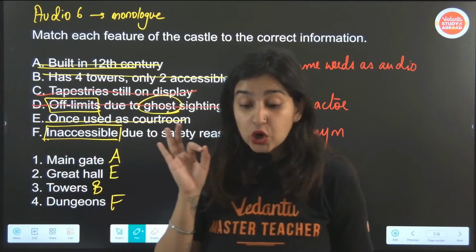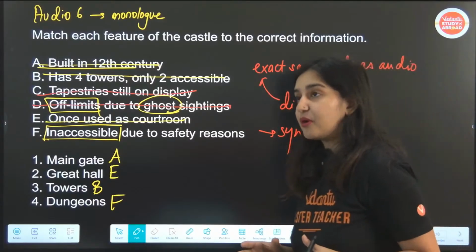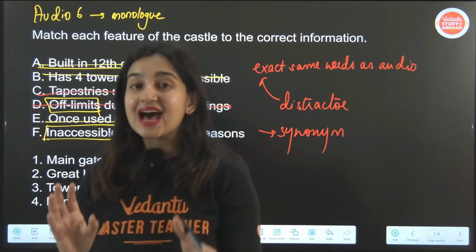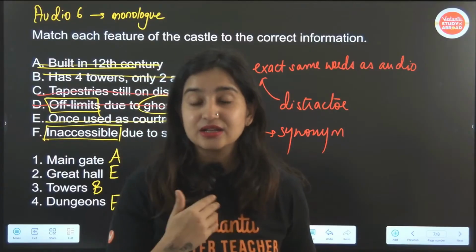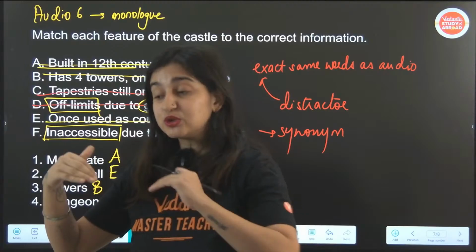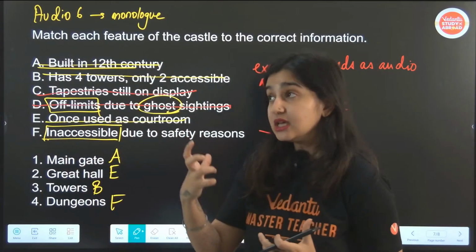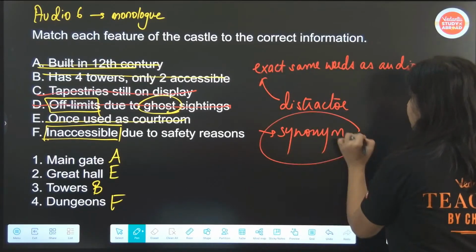So make sure that you're always looking out for synonyms. It's very important. The answers here will have synonyms. They will not have the exact words. You won't get verbatim answers. That just makes it too easy. Your comprehension is being tested, whether you're able to listen to certain information and understand it correctly. Okay, so that understanding, that comprehension, is tested through the use of synonyms.